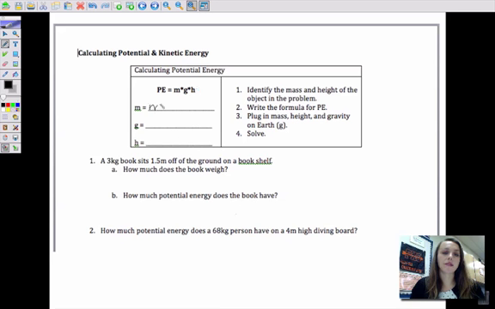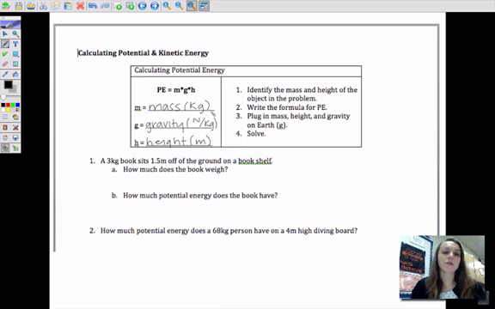So M stands for mass, and that will always be in kilograms. G stands for gravity, and that unit will be newtons per kilogram. And H stands for height, and the unit for height will always be in meters.